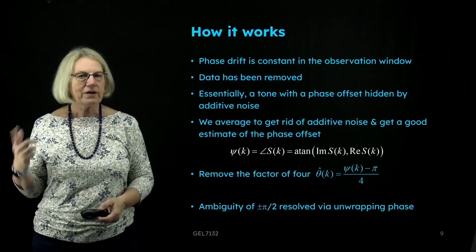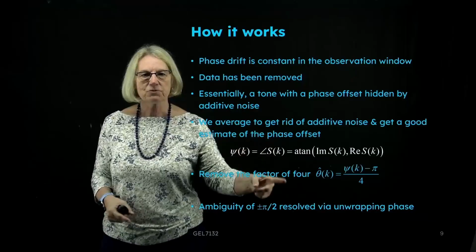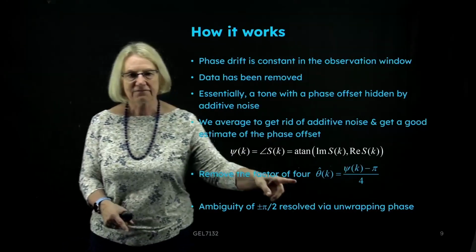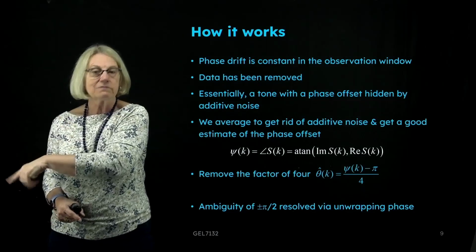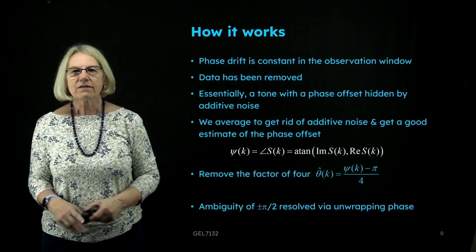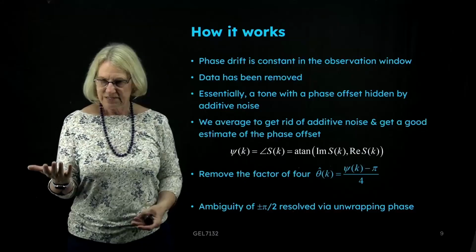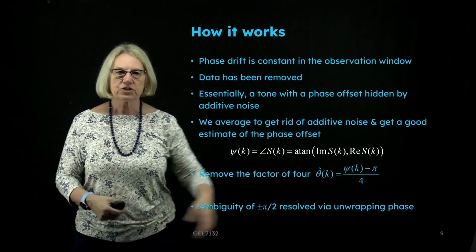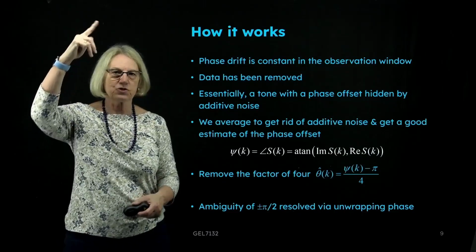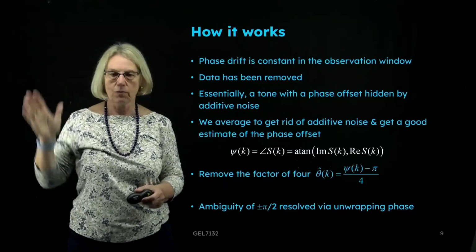Now remember, I raised to the power 4. Because of that, this is the phase noise to the 4th power. If I want the phase noise that I'm actually going to apply to my signal that wasn't raised to the 4th power, I'm going to have to divide by 4. There is some ambiguity of plus or minus pi over 2 introduced by this process, but we do an unwrapping of the phase. We track it as it goes past 2 pi, etc. By unwrapping the phase, we can get rid of that ambiguity and know where it should fall.